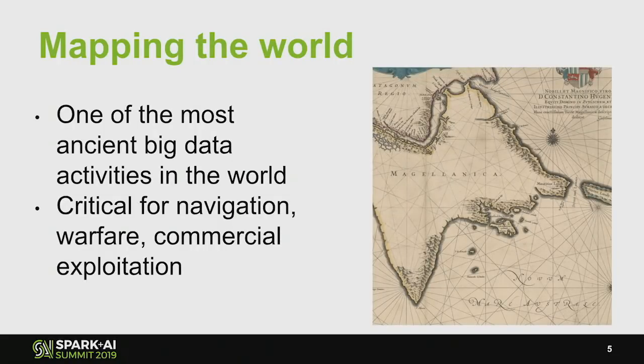So mapping the world is arguably the most ancient big data and data science activity in the world. Back in the day, you would send your ships out, and people would draw the maps out manually. And if they make it back to you, you get to collate the data set and you update your data set. And that is crucial for several reasons, most notably that having proper maps is crucial for navigation, for warfare, and also for commercial reasons, figuring out who your trade partners are and what the trade routes are and things like that.